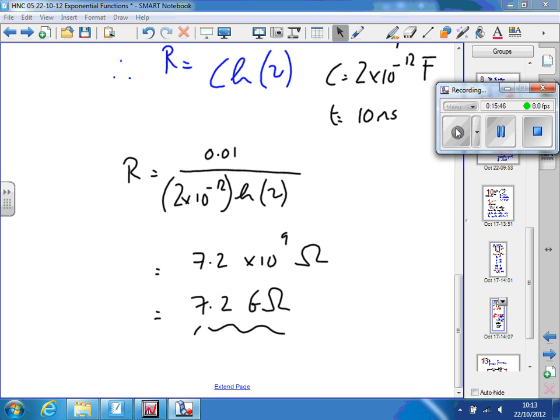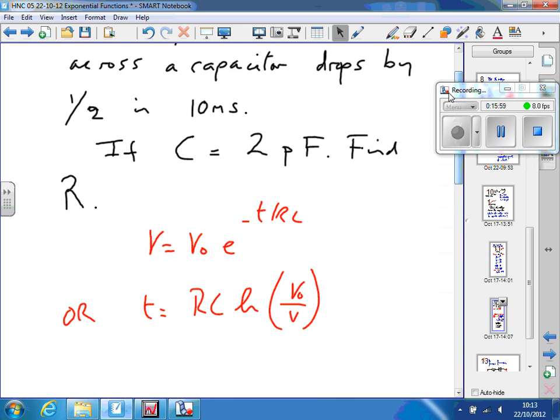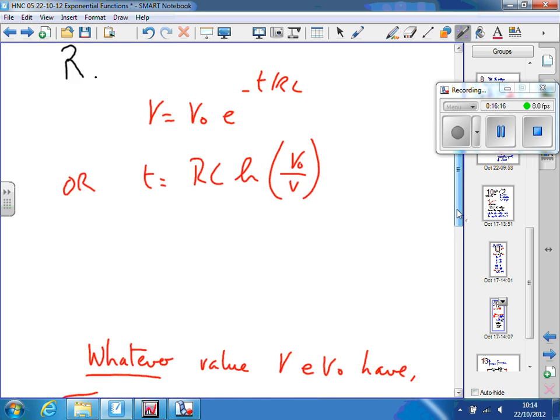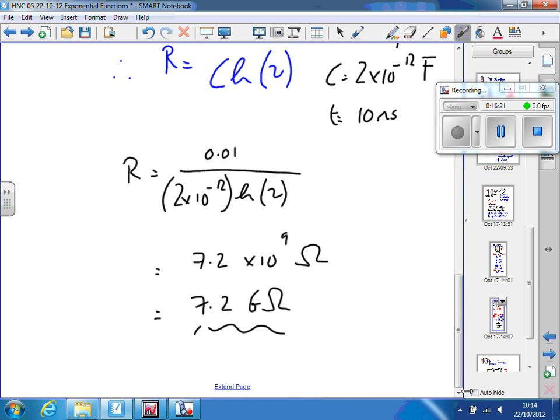So it gives us R equal to around about 7.2 times 10 to the 9 ohms, or 7.2 gigohms. Useful to be able to do that. If I have an electronic circuit and I've got this particular value of capacitance, 2 picofarads, and I want the voltage to drop to a half in 10 milliseconds, that sort of rate, then I could calculate what value of resistance I need in the circuit to give me that. So I can find any value within the function by rearranging it.